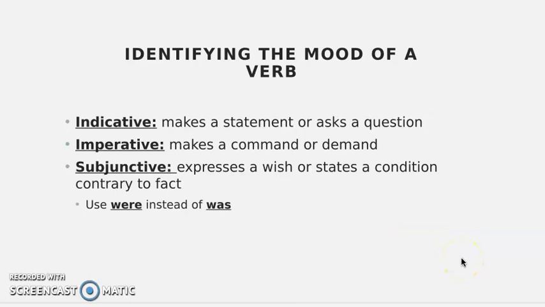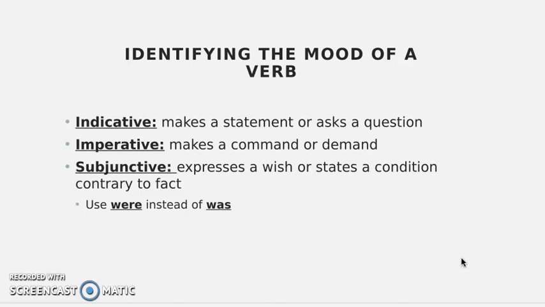Up next, identifying the mood of a verb. On this part of the test, it'll either be flip-flopped. You'll either get a verb and you'll have to decide if it's indicative, imperative, or subjunctive, or basically the other way around, where I ask for the indicative, imperative, or subjunctive, and then you have to figure that out based off of that. Indicative means that it makes a statement or asks a question. Imperative means that it makes a command or a demand, so it's very imperative that you listen to me right now. Subjunctive means that it expresses a wish or states a condition contrary to the fact, so it uses things like were instead of was.